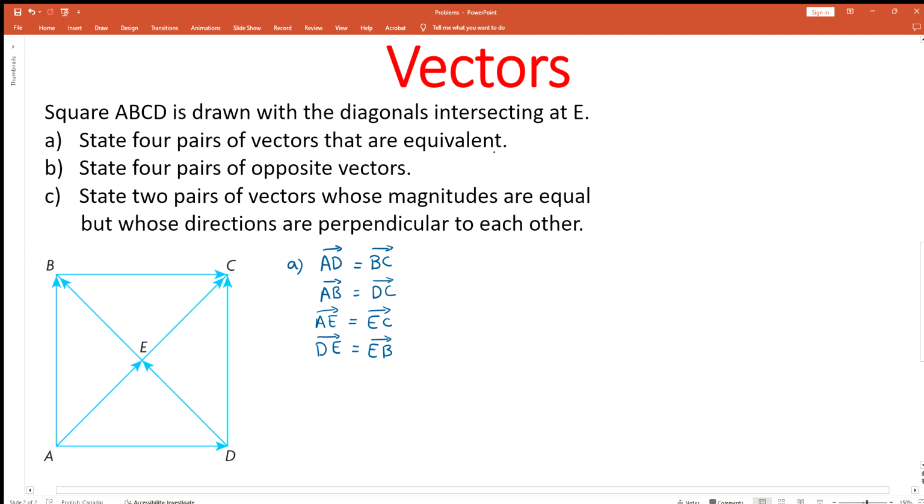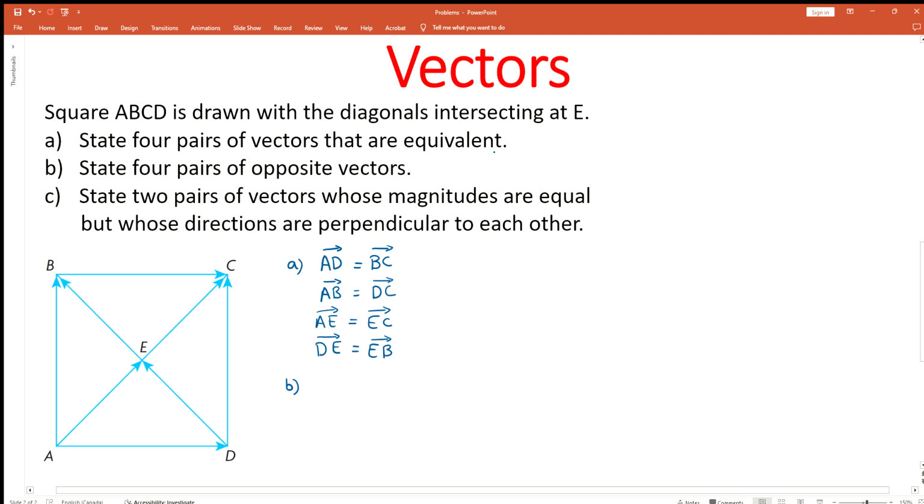Now we can answer part B. State four pairs of opposite vectors. Opposite vectors are vectors that have the same magnitude and are parallel to each other but have opposite directions. So let's start by analyzing vectors that represent the sides of the square.